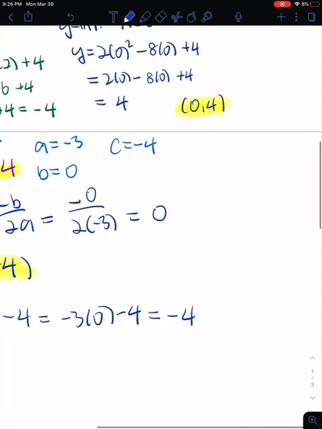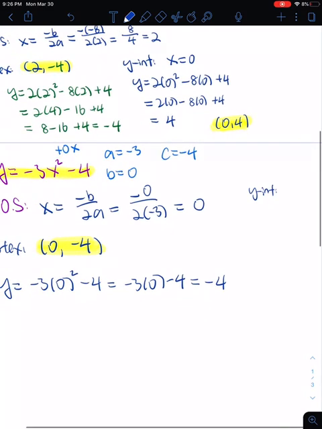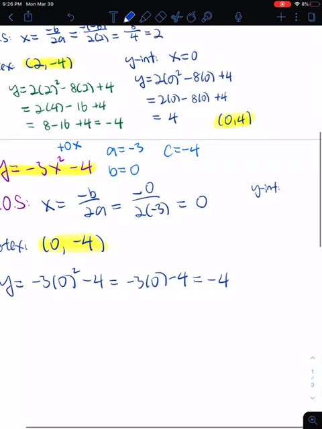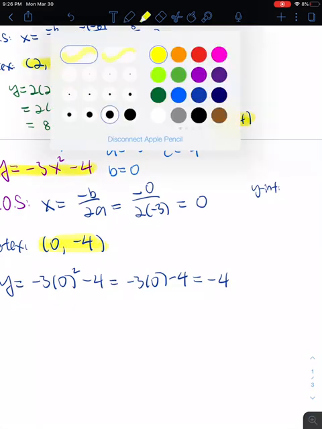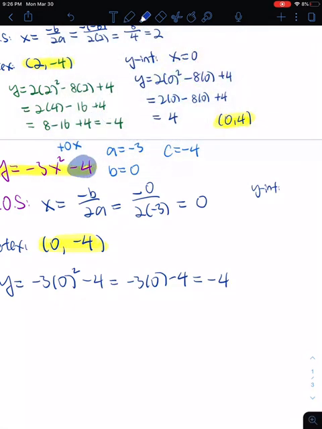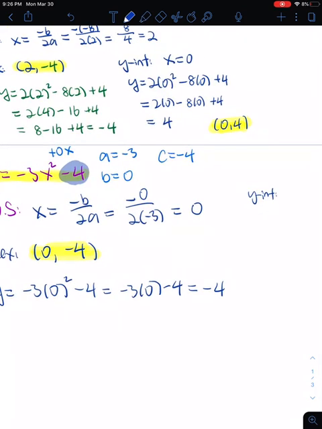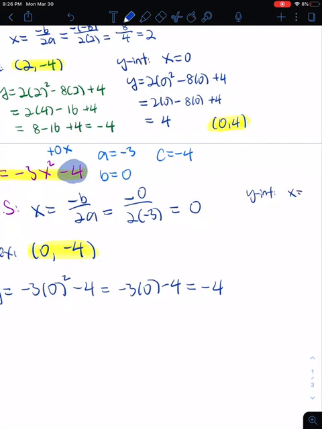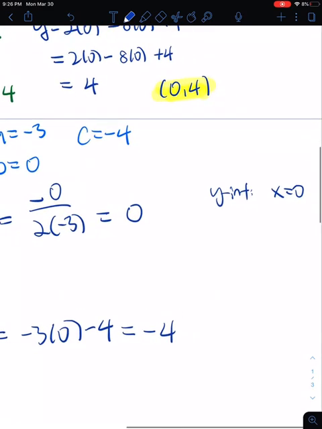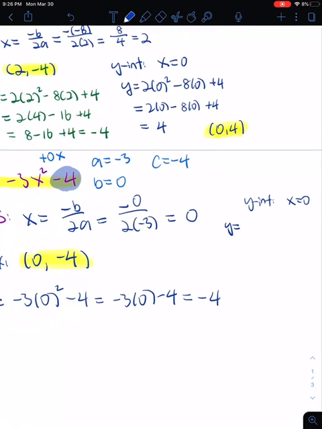And then lastly, let's go ahead and find my y-intercept. I'll do it over here. Okay, so if you remember the shortcut that we saw above, we're going to see that our y-intercept would just be this value right over here, meaning negative 4. But let's just go ahead and double check by plugging in x equals 0 and see what's going to happen.